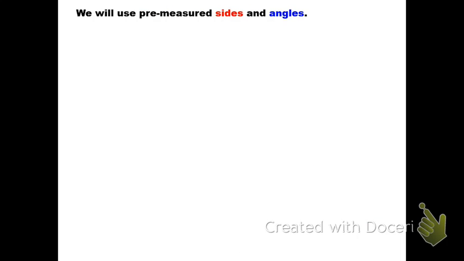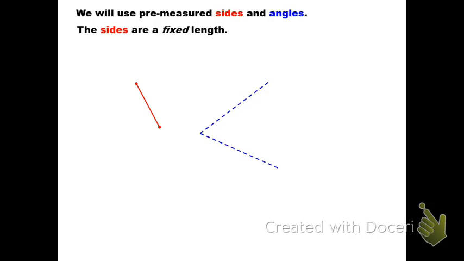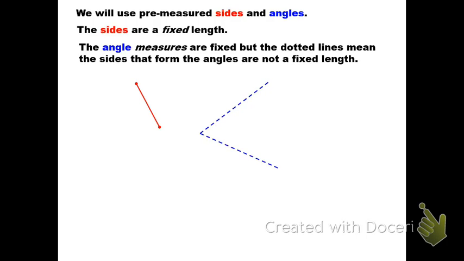We're going to start by using some pre-measured sides and angles. Here we have one side, this red segment, and one angle, this blue piece here. Now keep in mind, the side has to be a fixed length. The length of that segment cannot get bigger or smaller. The angle is defined by how many degrees. It's not a measure of how long the sides are. So those dashed segments can be as long or as short as we want. We just can't change the number of degrees in the angle.